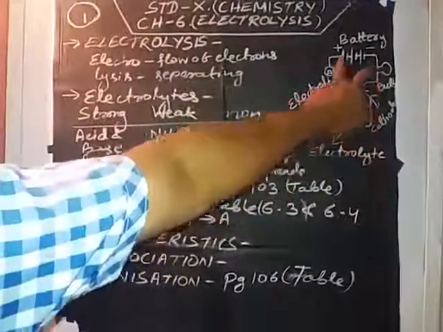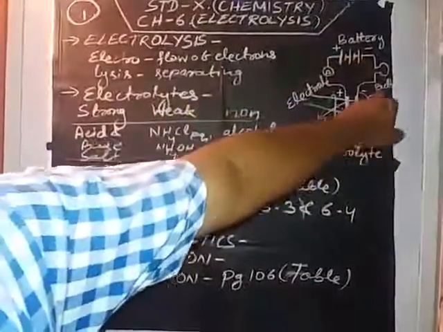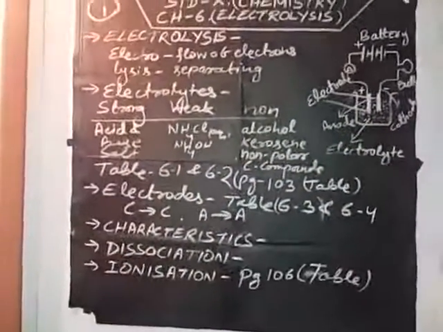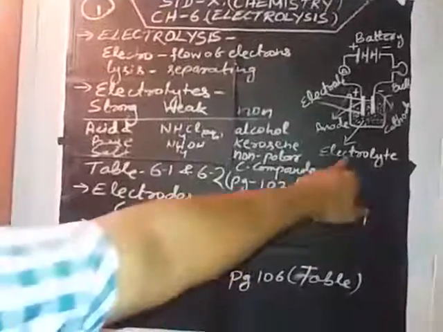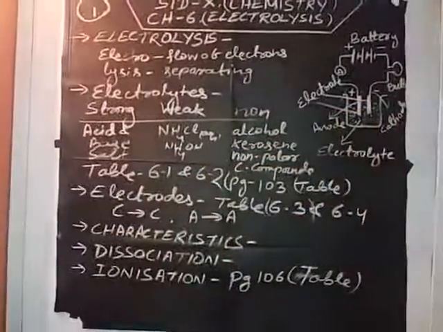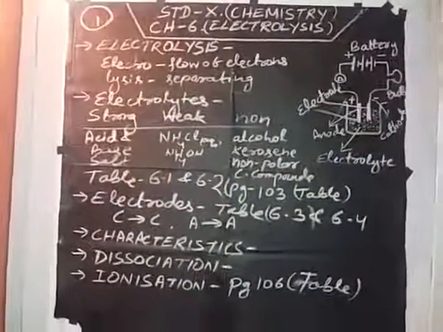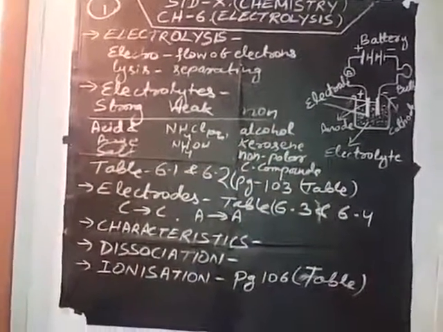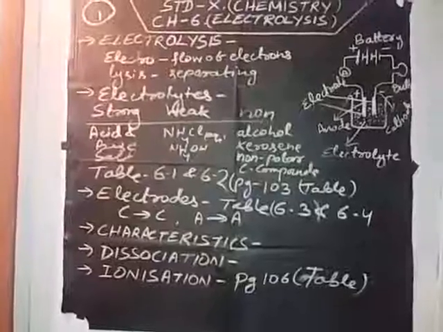If you connect the battery and the bulb glows brightly, then it is a strong electrolyte. If the bulb glows dimly, that is a weak electrolyte. If the bulb does not glow, then it is a non-electrolyte. So by this you can differentiate.